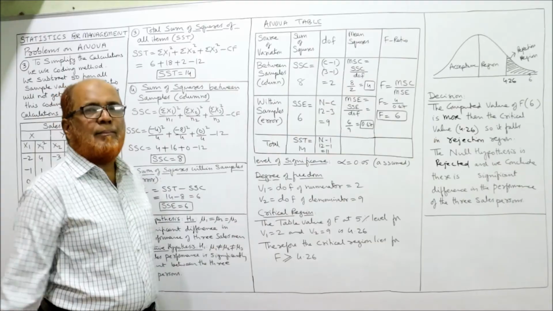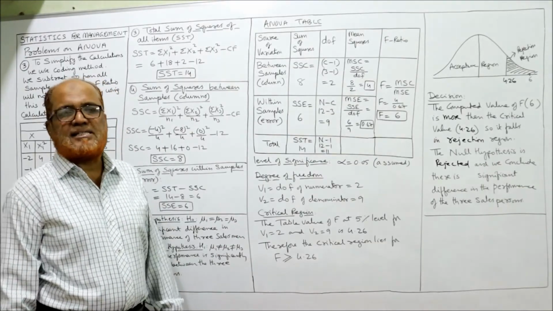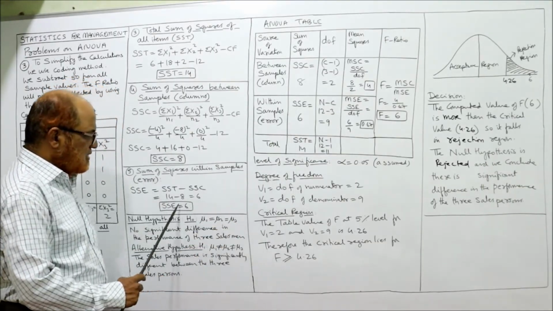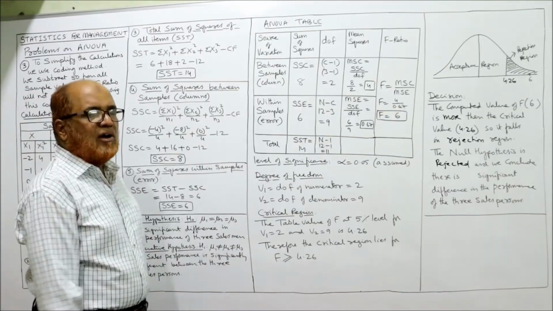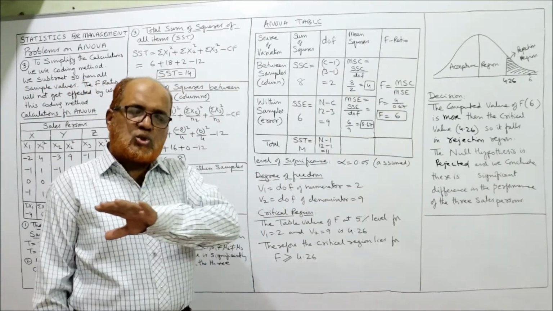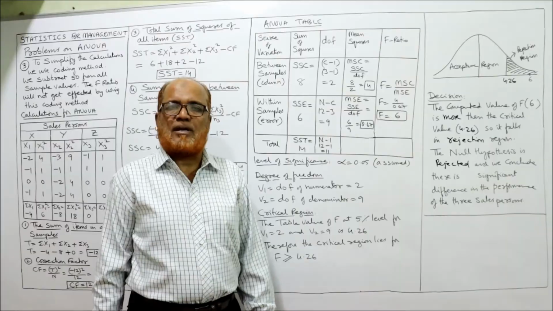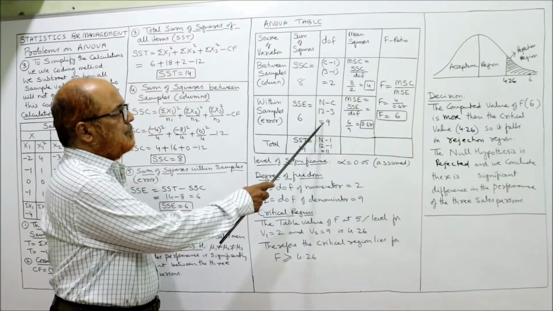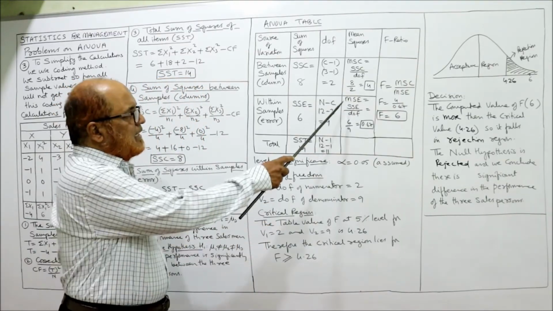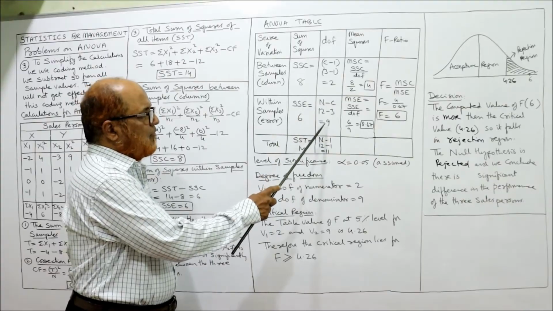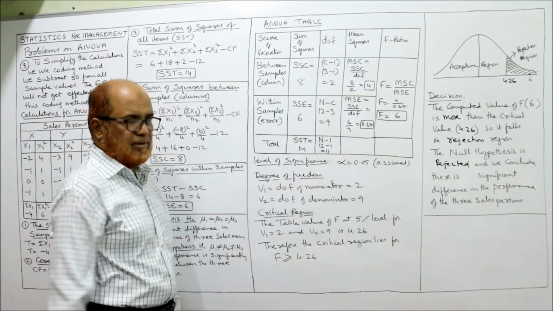Similarly, within samples or error, SSE. SSE we got is 6 here. Then degree of freedom is N minus C. N means the total number of items. 12 items are there. 12 minus 3 is 9. MSE is equal to SSE divided by degree of freedom. 6 divided by 9 is 0.67.